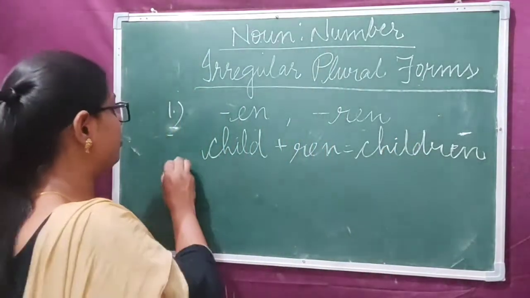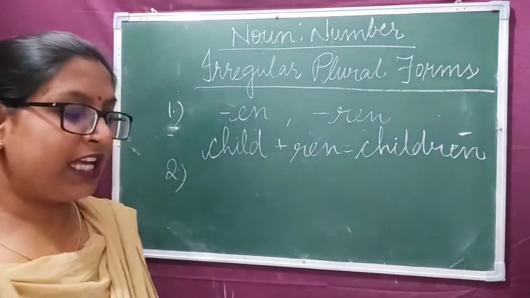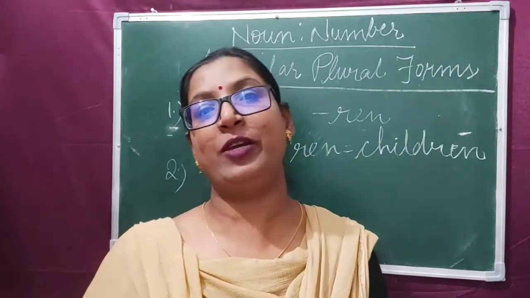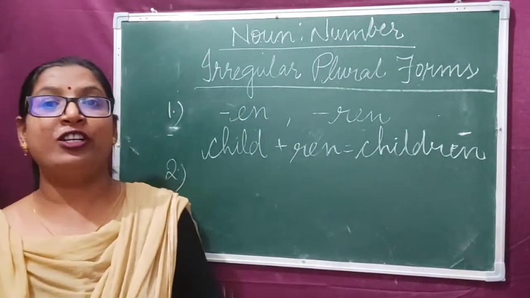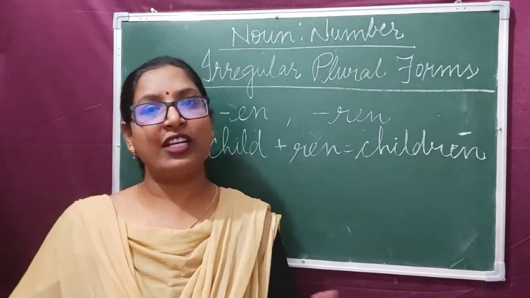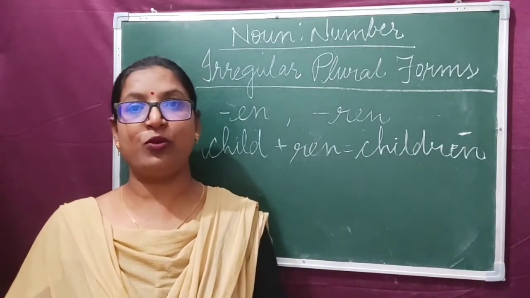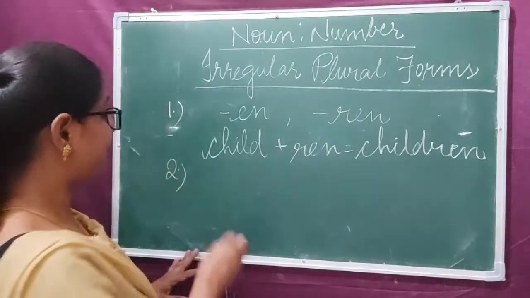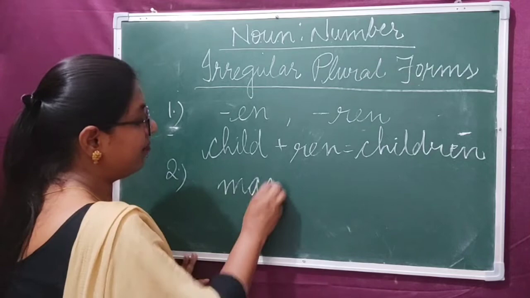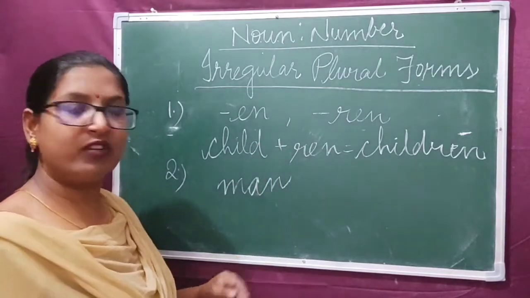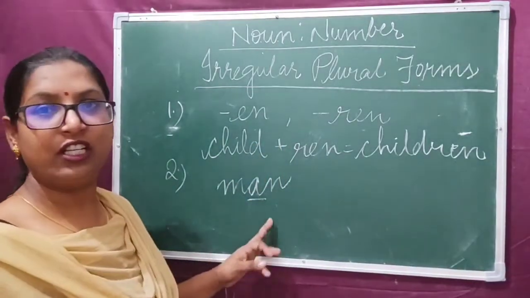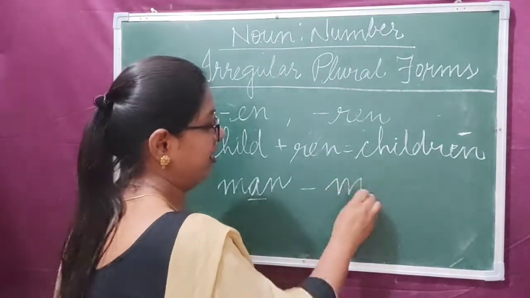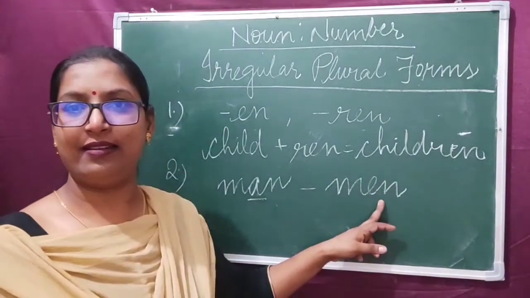Now let's see the second rule. Some other nouns change their middle vowels to form their plural. For some of the nouns, we do not add anything to change them from singular to plural, but the middle vowel is changed. For example, the word man. Here, what is the vowel? A is the vowel. We change this vowel. A is changed to E. The word we get is men.